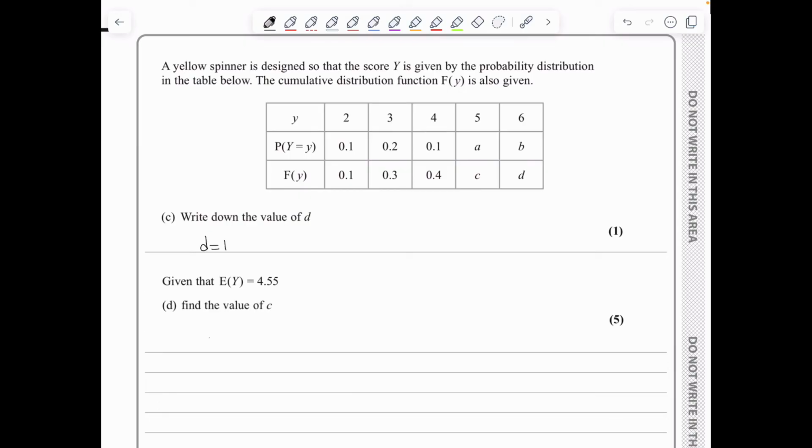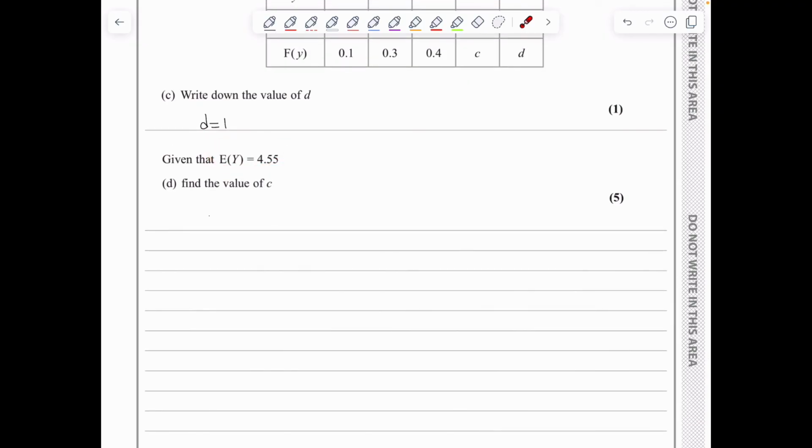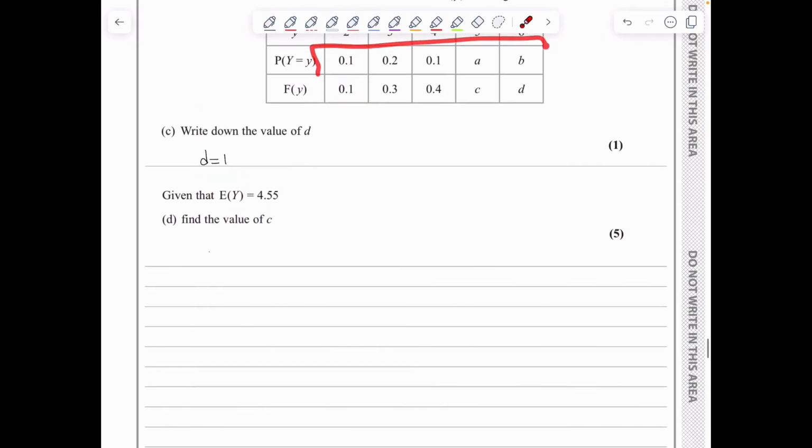In part D, we need to find the value of C in light of the fact that the expectation of Y is 4.55. Well, I will start by saying that the sum of the probabilities shown here should be 1. So we've got that 0.1 plus 0.2 plus 0.1 plus A plus B is equal to 1. So 0.4 plus A plus B is equal to 1, and therefore we've got that A plus B is equal to 0.6.